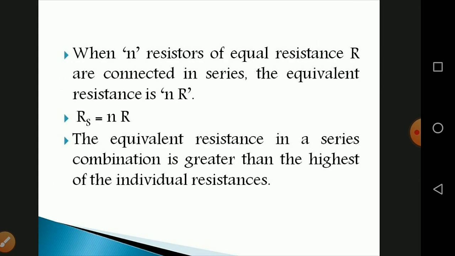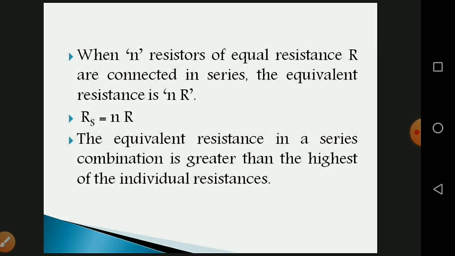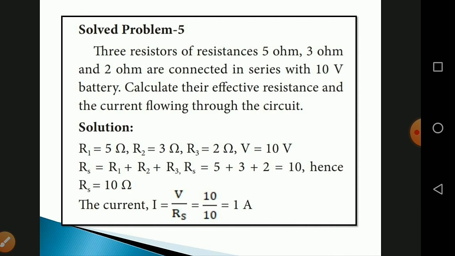When n resistors of equal resistance are connected in series, the equivalent resistance is nR. That means RS, resistors in series, is equal to n times the resistance. The equivalent resistance in a series combination is greater than the highest of the individual resistances. And the next one, solved problem.